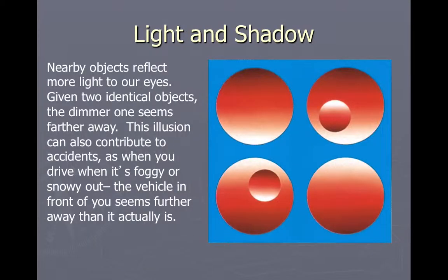With light and shadow, nearby objects reflect more light to our eyes. So if you're given two identical objects, the dimmer one seems further away. This illusion can also contribute to accidents, as when you drive and it's foggy or snowy out and the vehicle in front of you seems further away than it actually is. So artists use shading a lot to produce a sense of depth that's consistent with the assumed light source. Light and shadow.